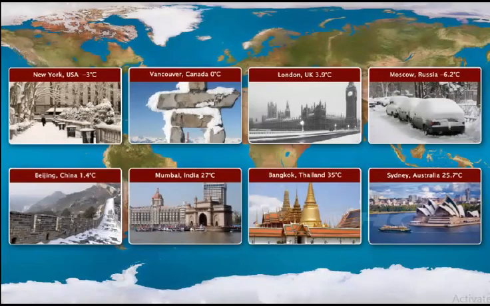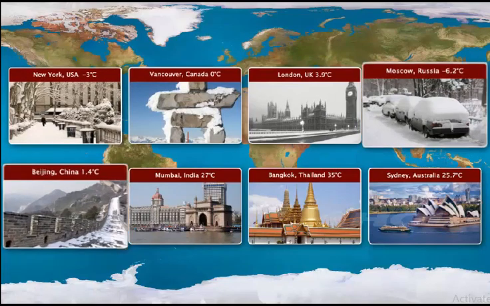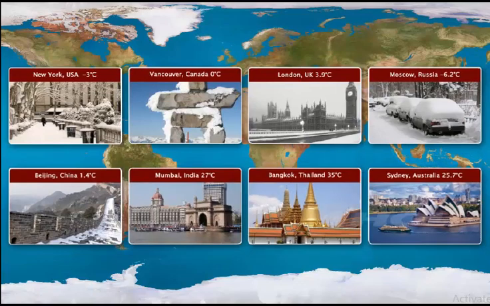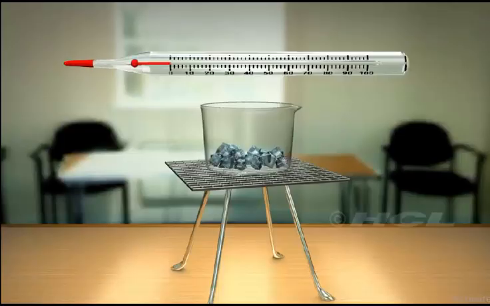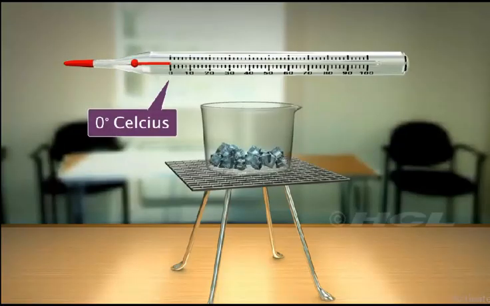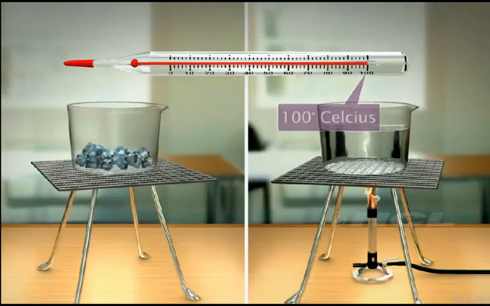Let's look at the weather report again. The letter C placed beside each temperature indicates that the temperature of all these places have been measured on a Celsius scale. On the Celsius scale, water freezes at 0 degrees Celsius and boils at 100 degrees Celsius.